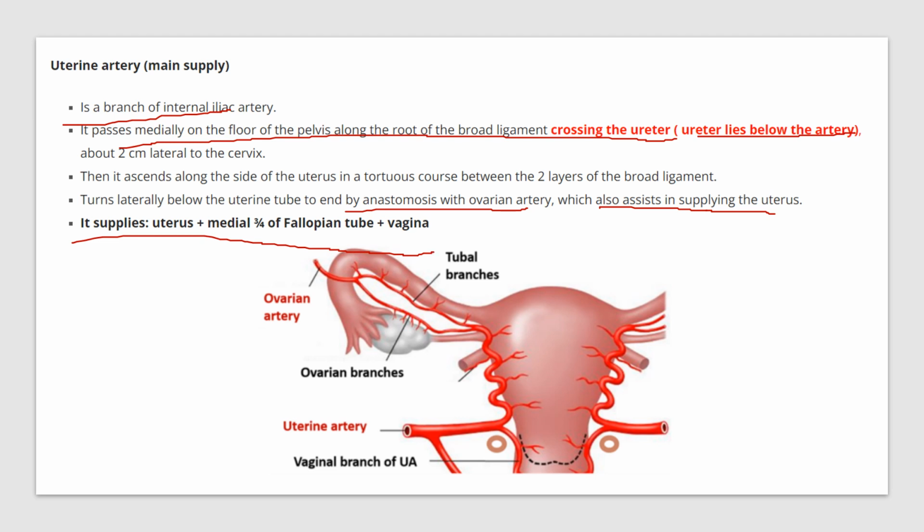So the uterine artery is a branch of the internal iliac artery, and the ovarian artery is a branch of the abdominal aorta. This is very important.